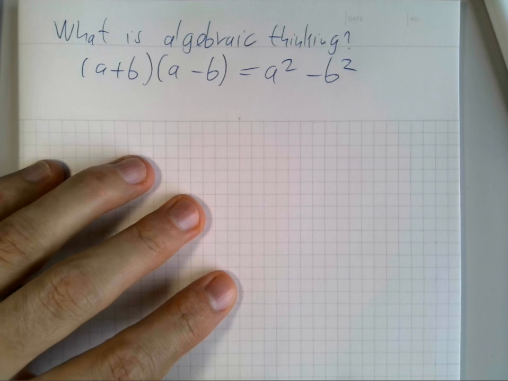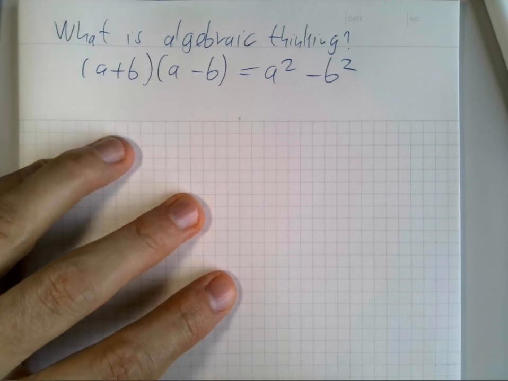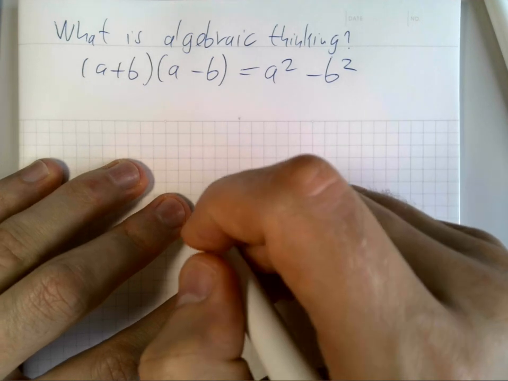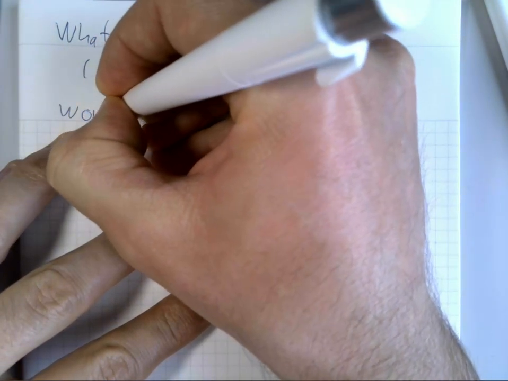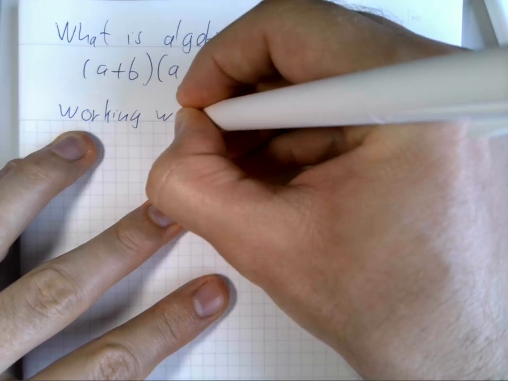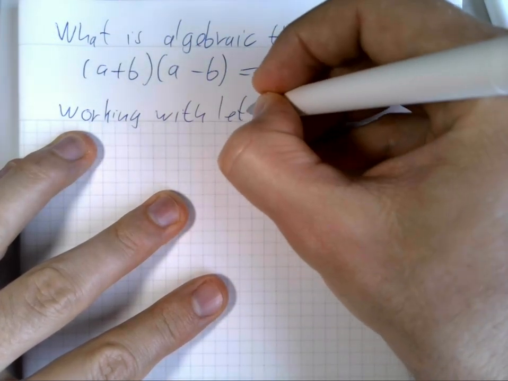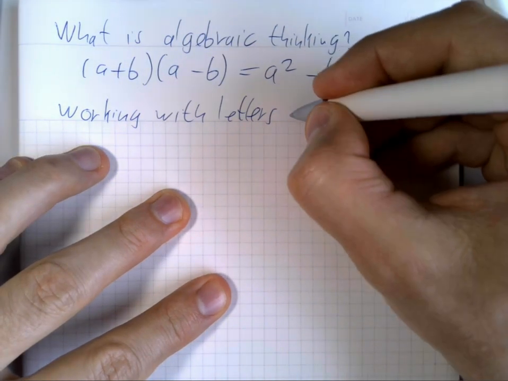On the surface, we might just say that the first answer would be something like: it's working with letters instead of numbers.